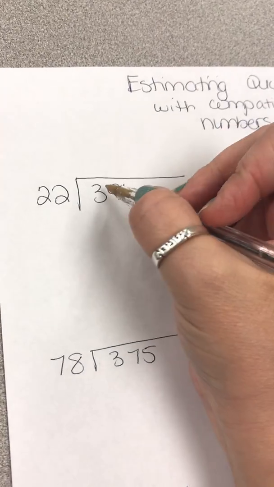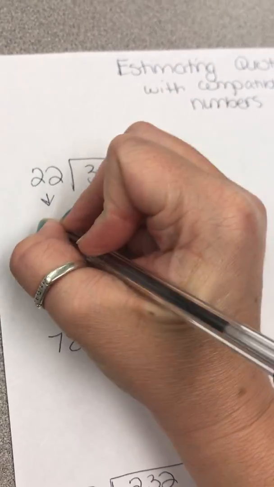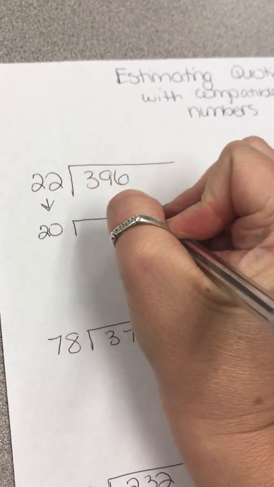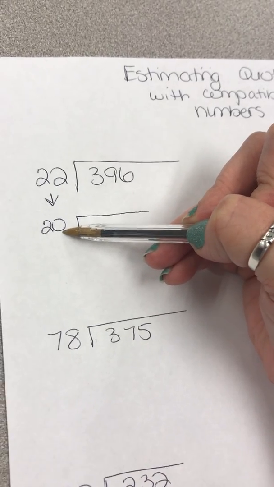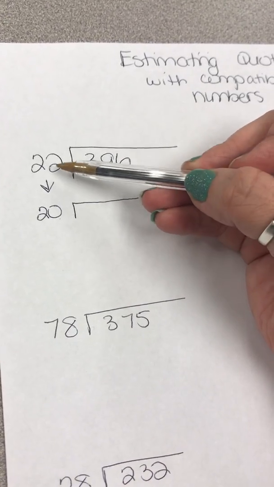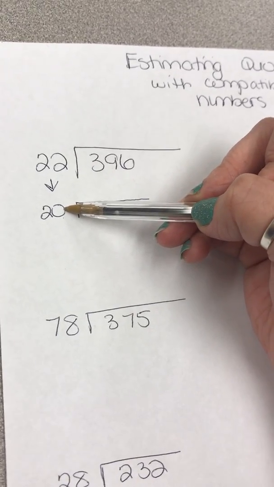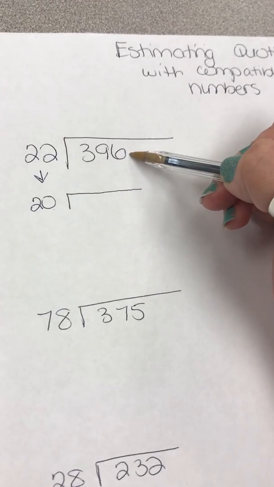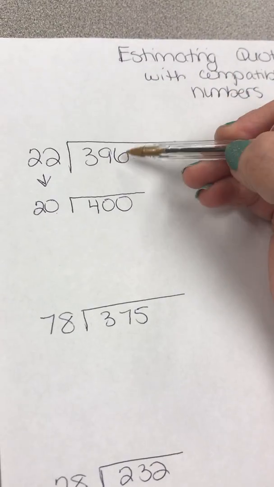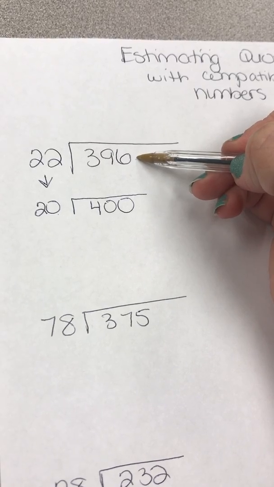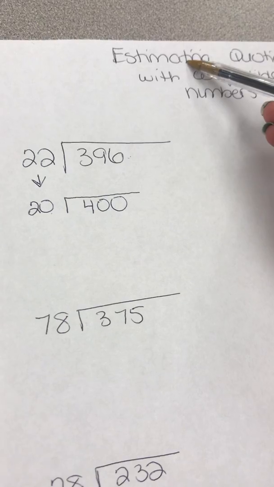Since we are estimating, that should be the first thing that we do: the rounding piece first. And we talked about reasonable estimates. 22 would reasonably round to 20, and there's no other reasonable estimate for that. We would not round it to 30, as 20 is the closest number that ends with a 0. Now 396, we could reasonably round that to 400. There is no other reasonable estimate for 396. So we've taken care of the estimating piece.